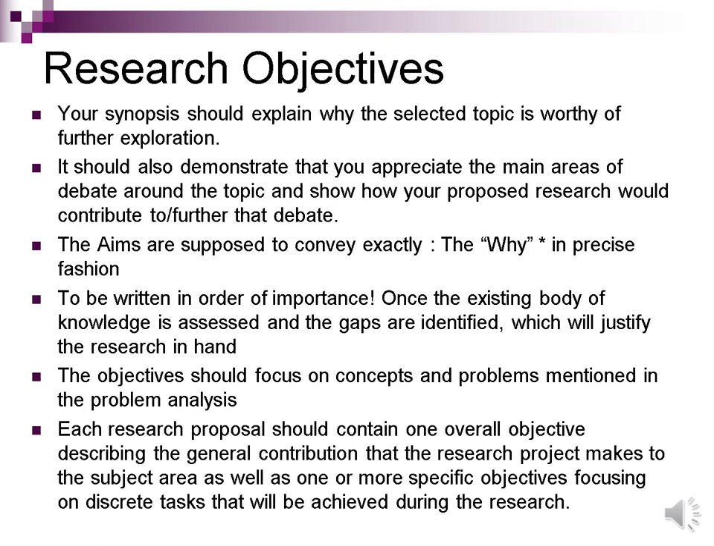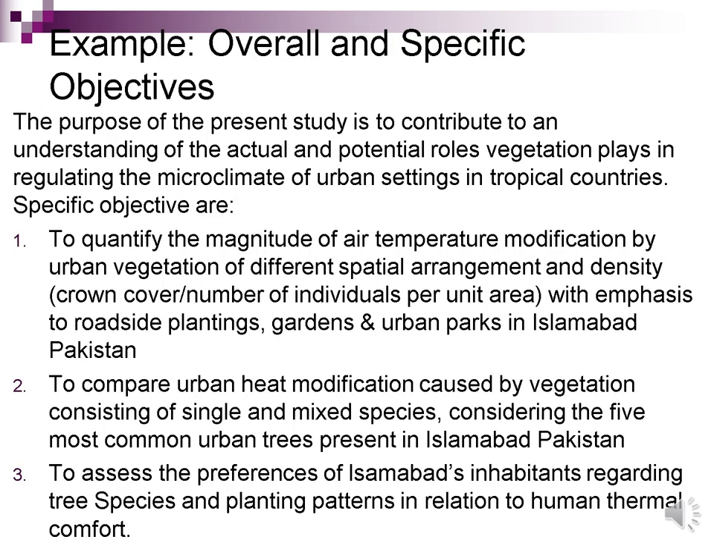Each research proposal should contain one overall objective describing the general contribution that the research project makes to the subject area, as well as one or more specific objectives focusing on discrete tasks which will be achieved during the research. So what we normally say, for example, is that the overall or major objective of this research is this. However, there will be some specific objectives, or specific objectives of research are as follows. You'll see in the next slide.